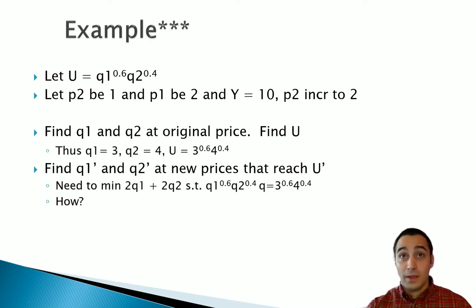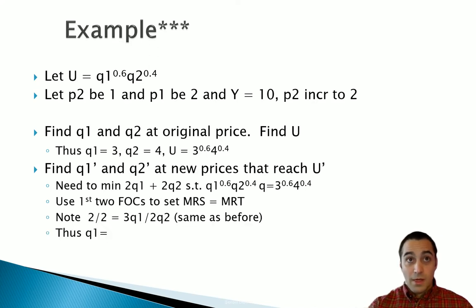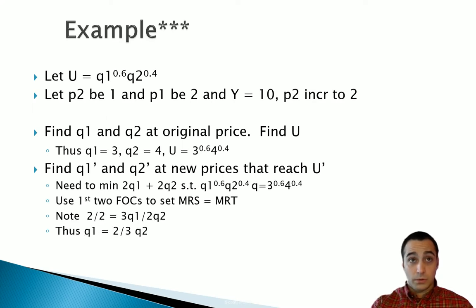So when you do this, you will note that the first two FOCs are just going to set MRS equals MRT. And this will be the same MRS equals MRT you would have gotten when we solved for our original max util, namely the price ratio equals 3Q1 divided by 2Q2. And you'll note the price ratio is 2 to 2 or 1 to 1. So with this in mind, can we solve for Q2? Well, 1 equals 3Q1 over 2Q2. So it should be the case that Q1 equals 2/3 of Q2.